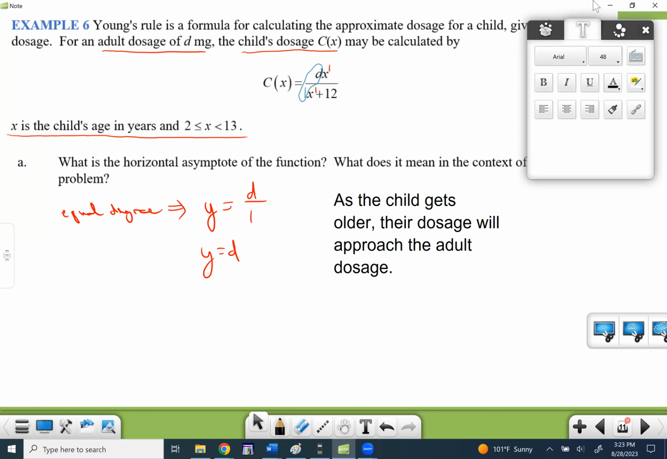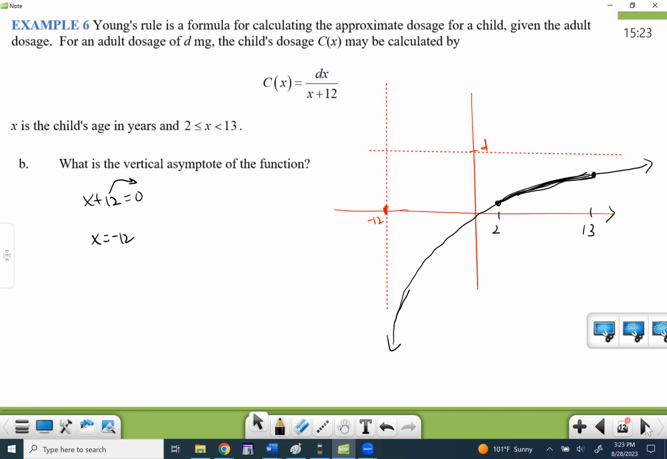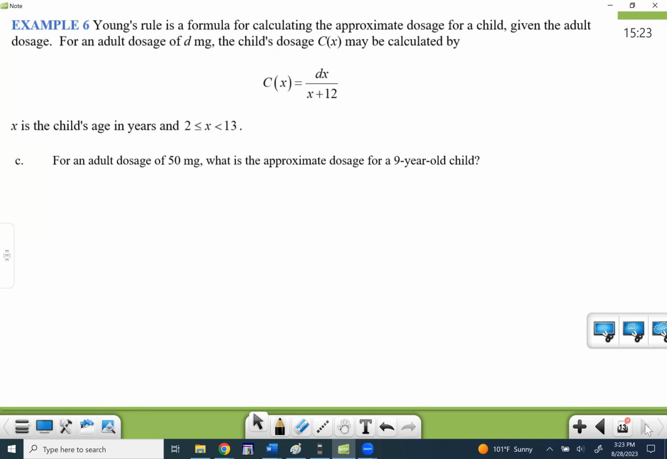All right. For an adult dosage of 50, so that's going to be D, what is the approximate dosage of a 9-year-old? So that's going to be X. So we're just going to substitute 9 in for X and 50 in for D. So C of 9, the child's dosage if they're 9, is 450 over 21.